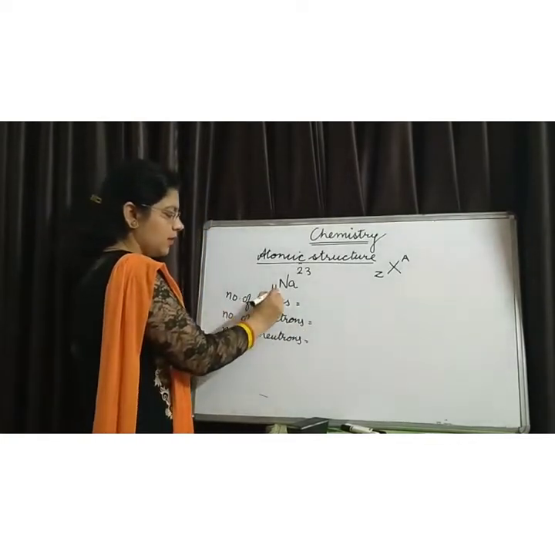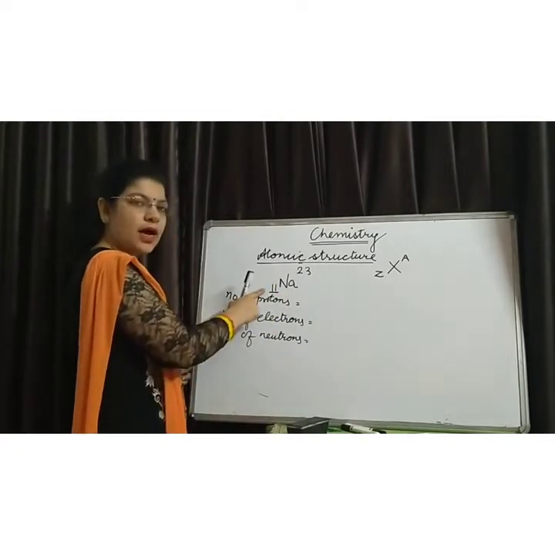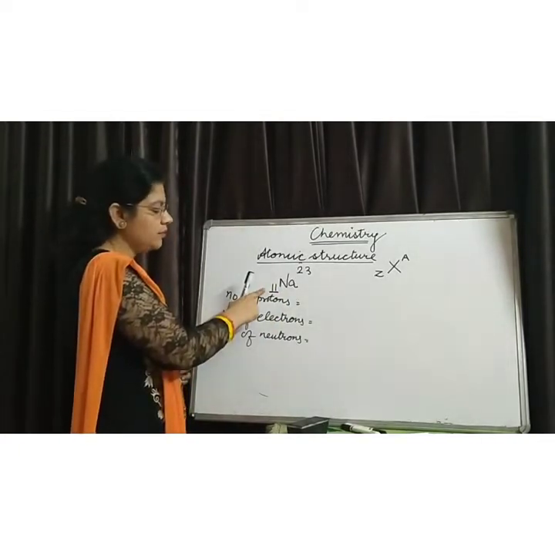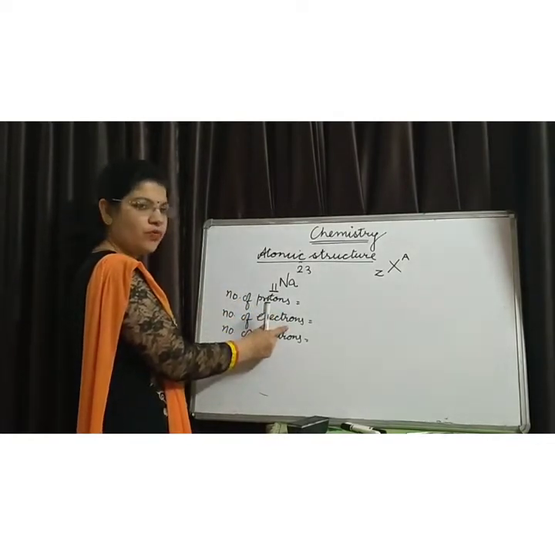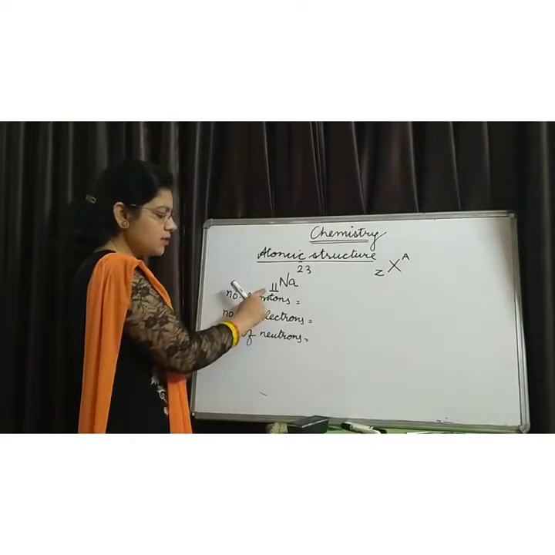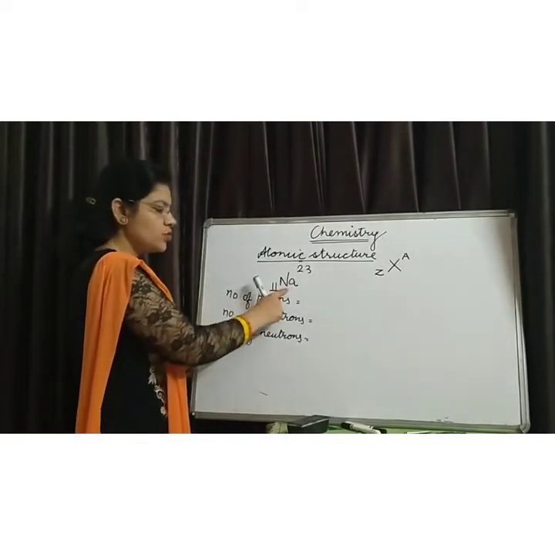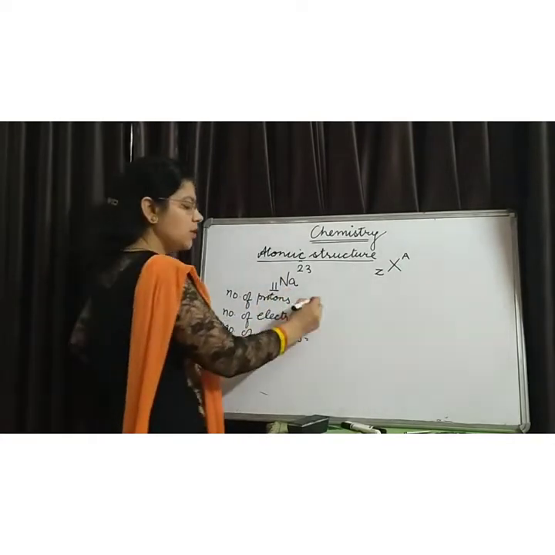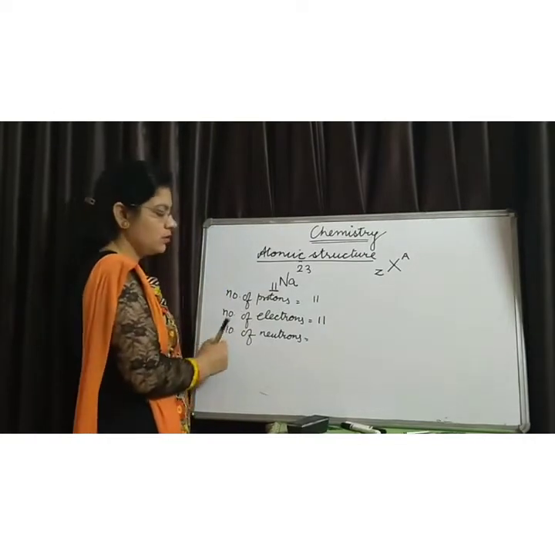As it is the atomic number of the atom, we know that the atomic number of an atom represents the number of protons as well as the number of electrons. As 11 is its atomic number, so in the sodium atom, the number of protons as well as the number of electrons are 11.